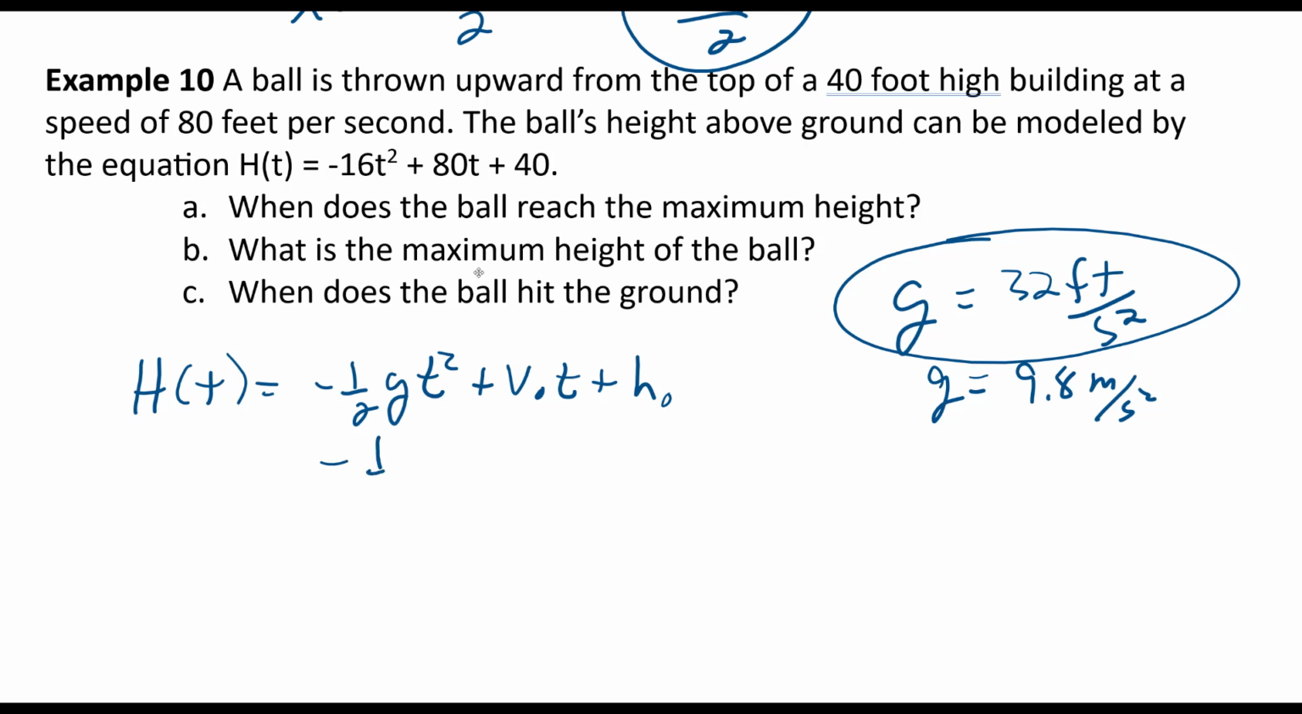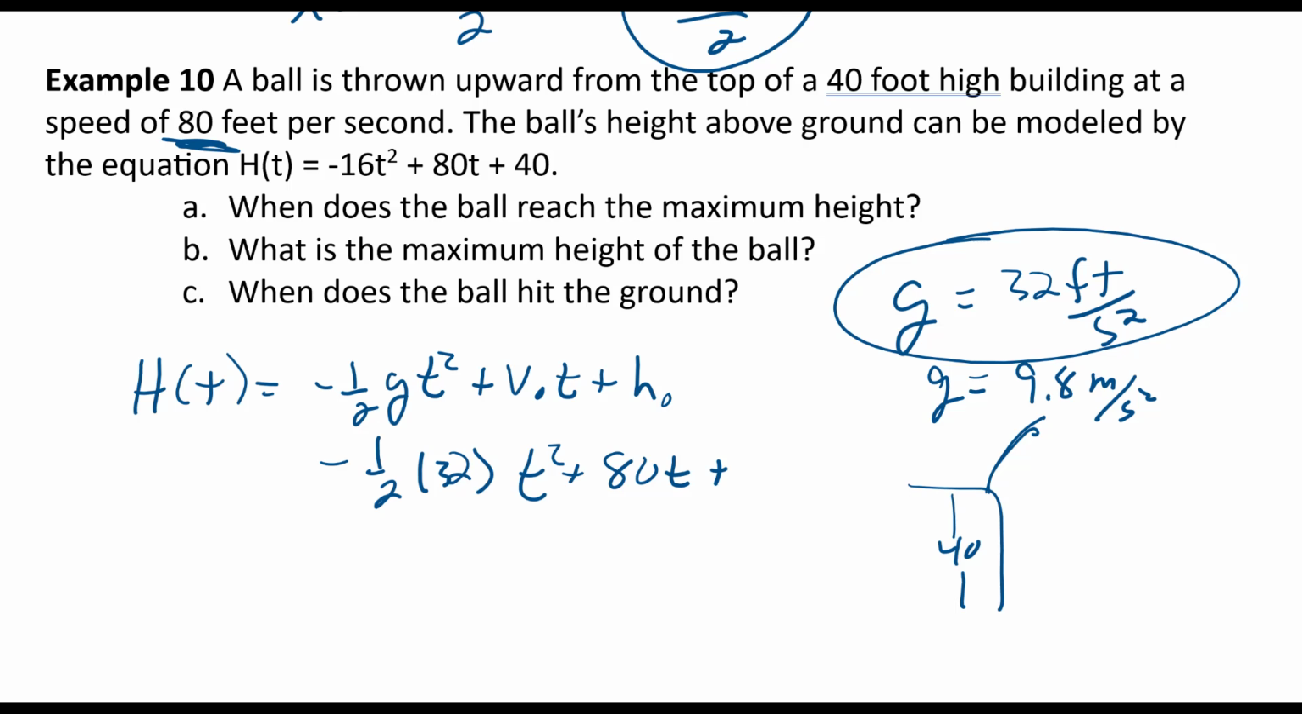And that's where they have negative 1/2 times 32 times t squared plus the initial velocity is 80 feet per second. So 80t, plus the initial height, since it's on a building and it shot up, the height of the building was 40 feet. So at 80 feet per second plus the 40.